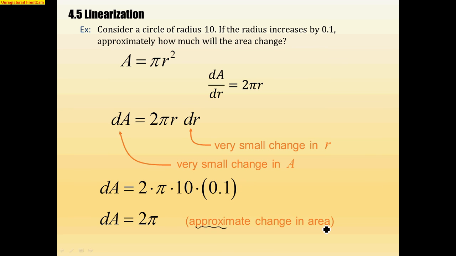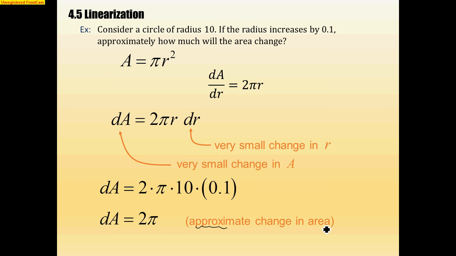I did want to say that with this we can actually figure out the actual area of a circle with radius 10.1. Area is pi times 10.1 squared. Can you compare that to the area of pi times 10 squared and then find the difference? Of course you could. You can actually find that difference.